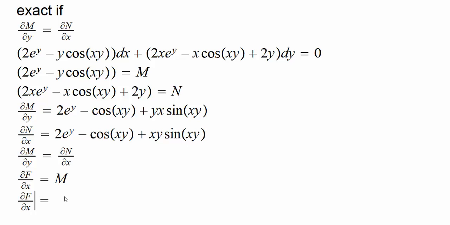Okay, so what we can do is we can obtain f by integrating this function with respect to x, meaning what? That we shall treat y as a constant. So when we do that, 2e to the power y will be treated as a constant, so we get 2x e to the power y.